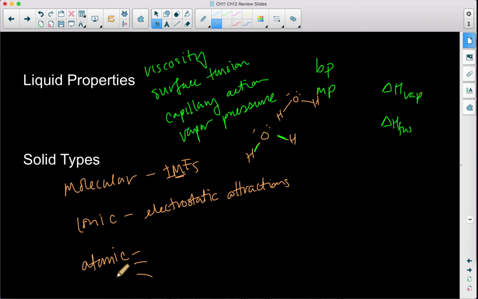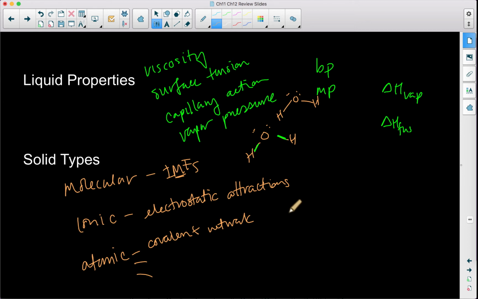We have our atomic solids, which can be classified into three different types. We have our covalent ones, which let's call covalent network compounds, wherein we have kind of like a network of electrostatic attractions. Covalent network compounds are a network of covalent bonds. And this is generally going to be like our diamond and our silicon compounds.